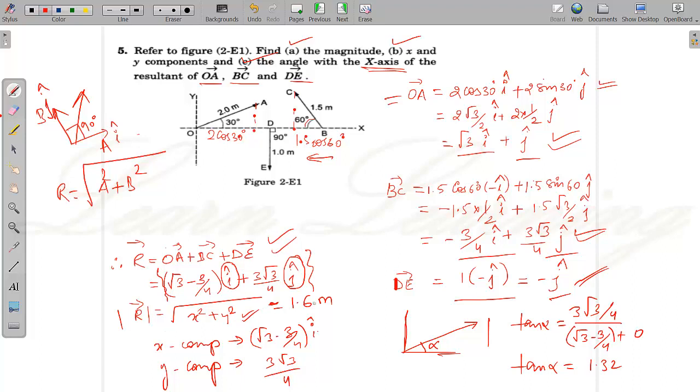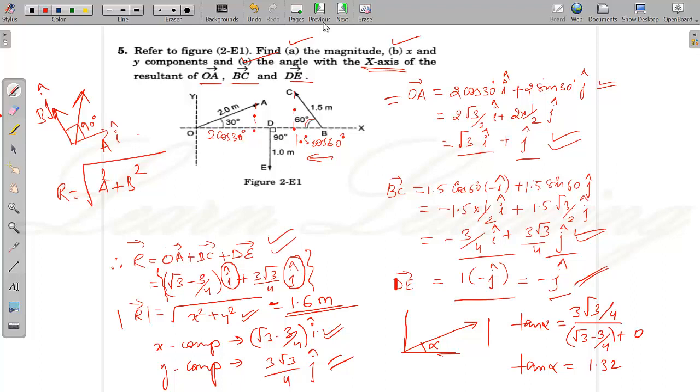So the resultant magnitude will be, if you solve, 1.6 meters. Now the second question was the x and y components. You have already split it into i and j, so this is the x component and this is the y component. Now they are asking what is the angle of the resultant with the x-axis.